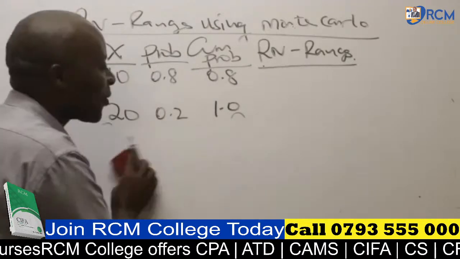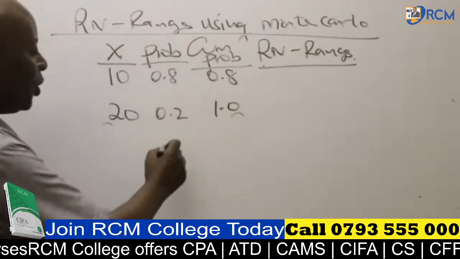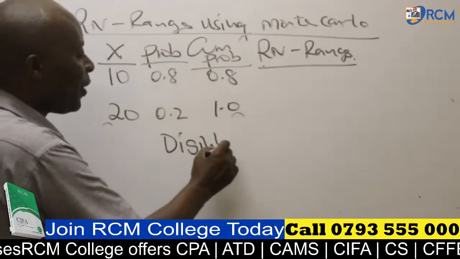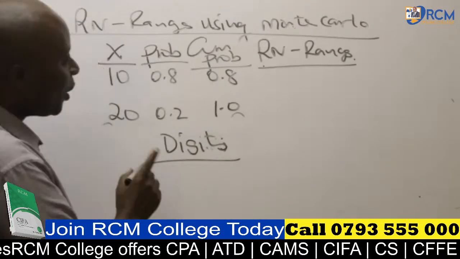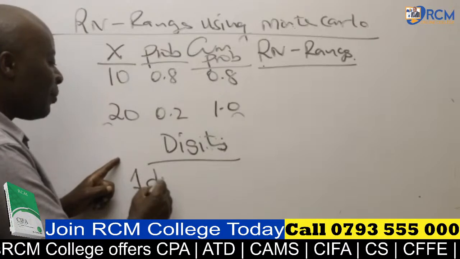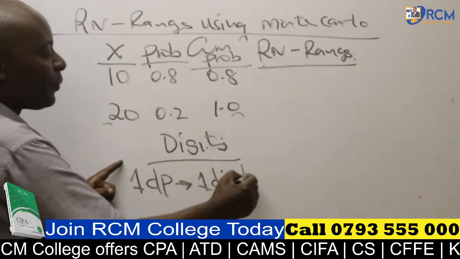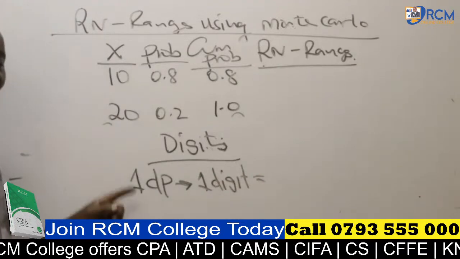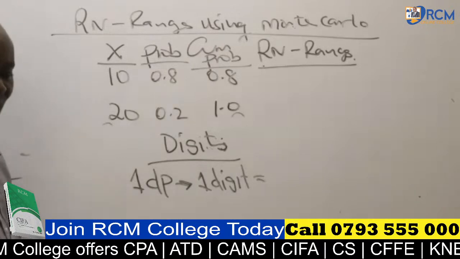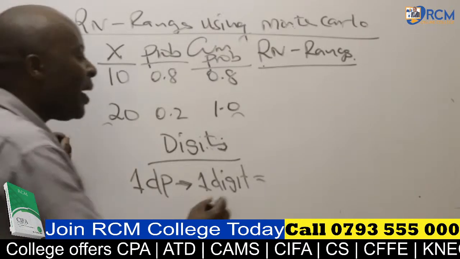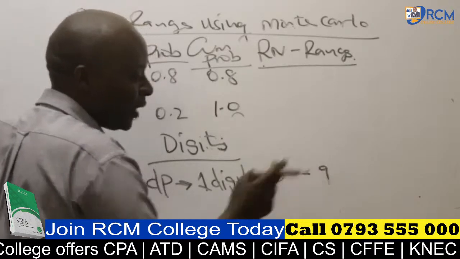It is Monte Carlo's concept. Monte Carlo told us that the digits of random numbers really depend on the decimal place. If you've got 1 decimal place, then you're going to have what we call 1 digit. So 1 digit means 0 all the way to 9. Single digit.